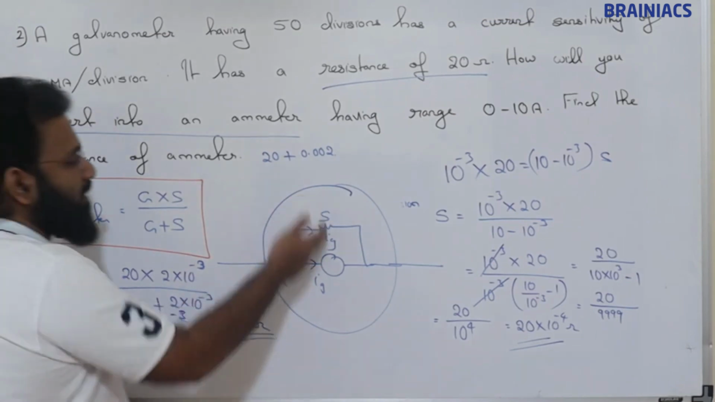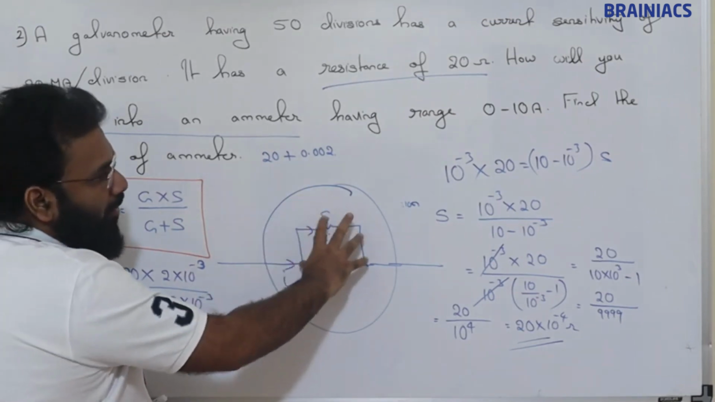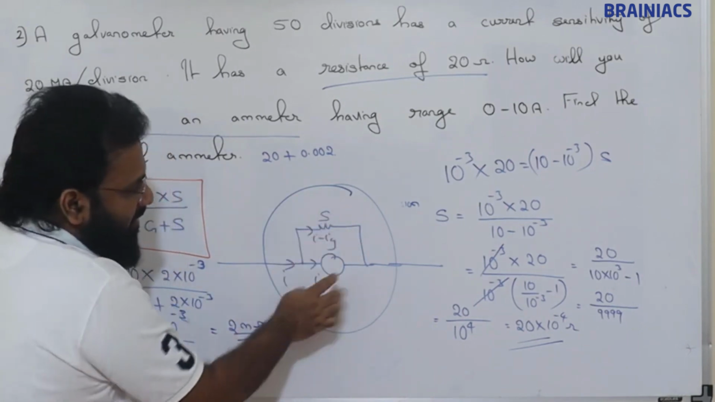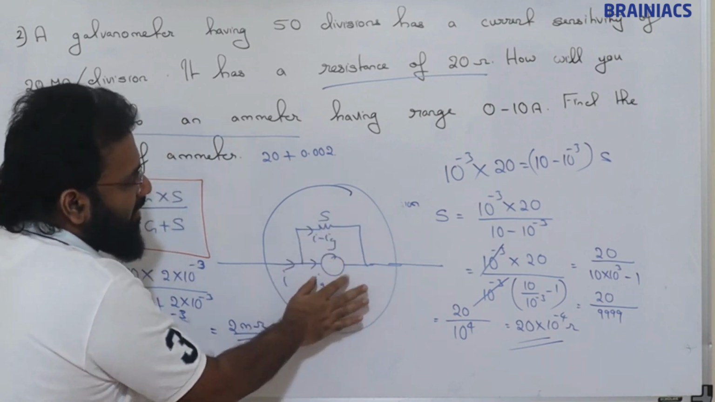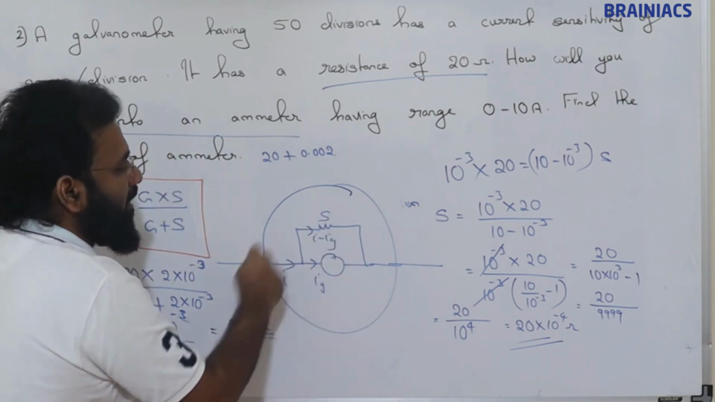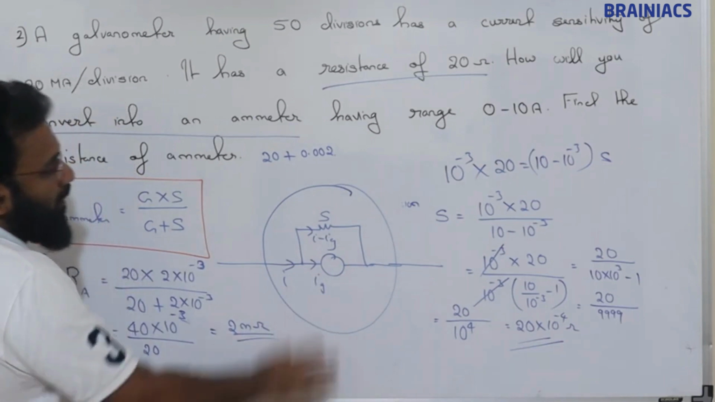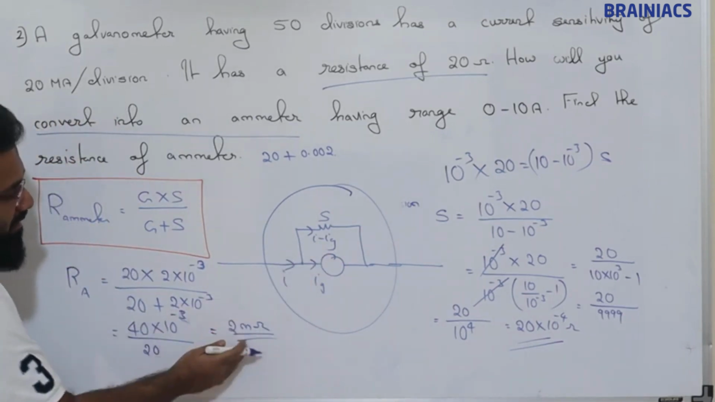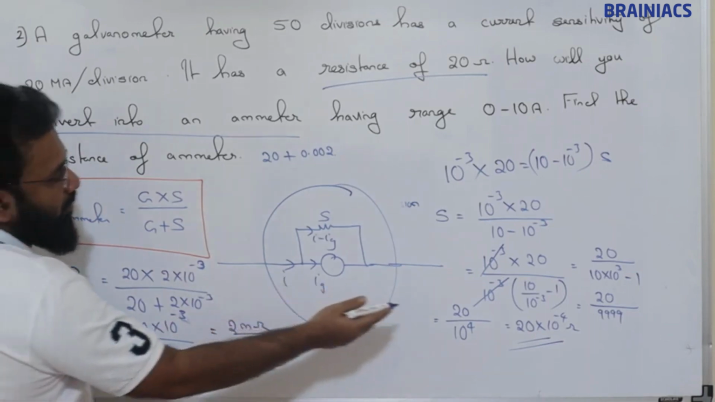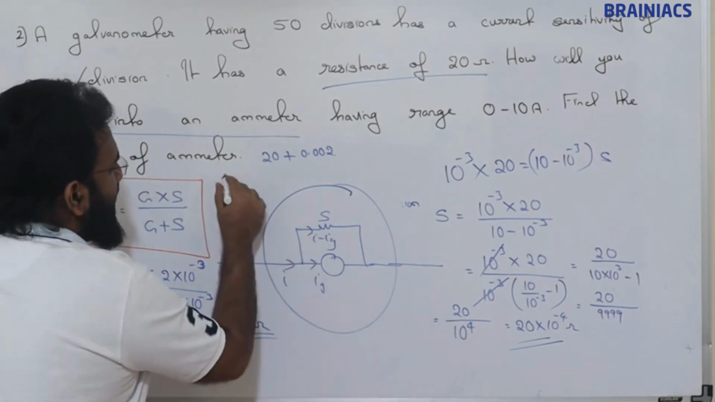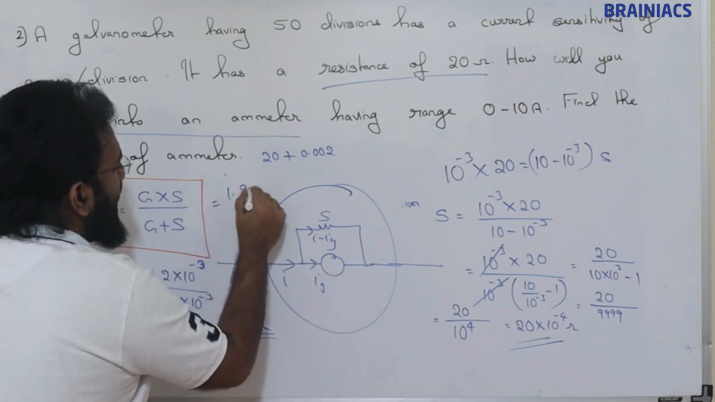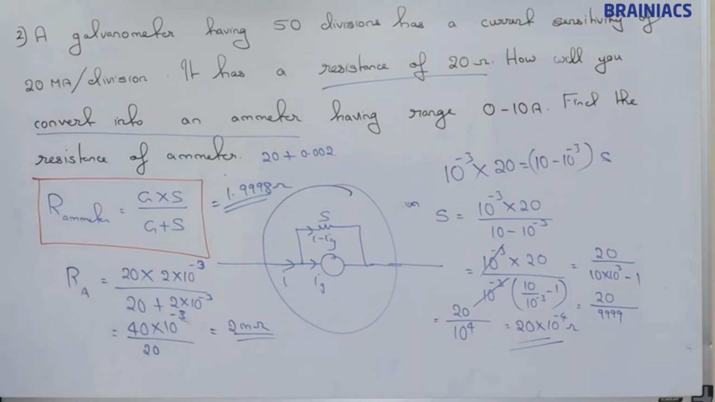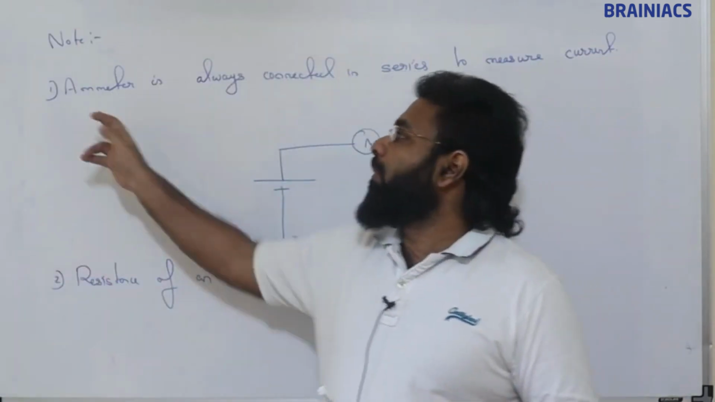When you connect two resistances in parallel, the equivalent resistance will be lesser than the least resistance. Lesser than the least resistance. This we have discussed when we discussed the equivalent resistance topic. So this will be less than the least resistance. So the shunt is 2 milli ohm, which means the resistance of the ammeter is actually 1.9998, somewhere like this it will come. So take this note.